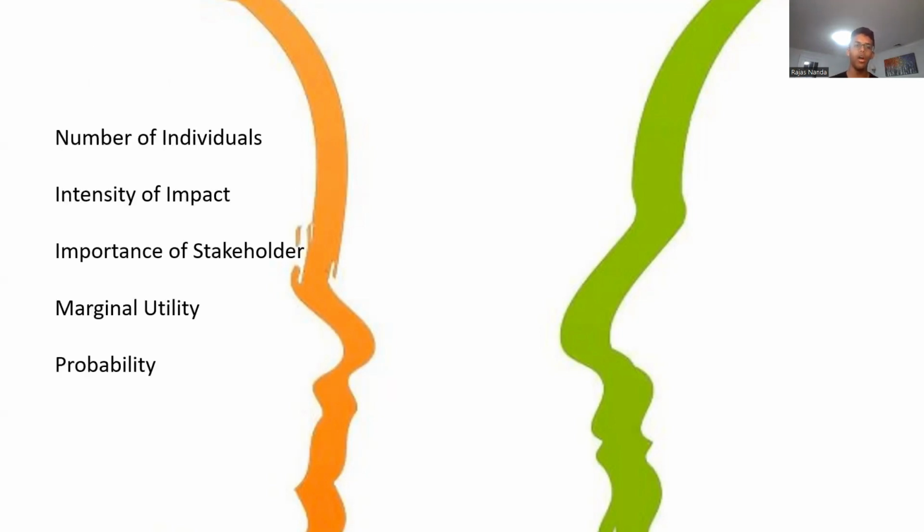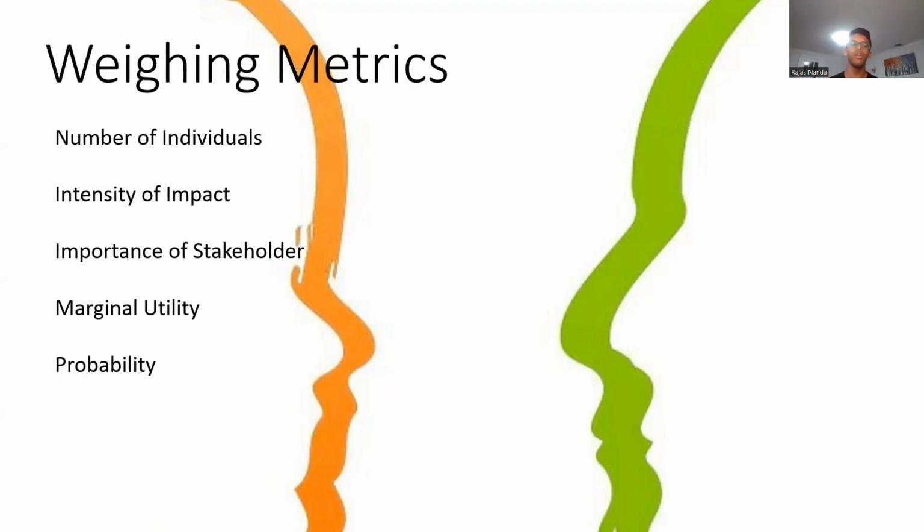And there are a few main ways to do this. These are what I'd like to call the weighing metrics, and this is not an exhaustive list. There are other ways and other metrics that you can use, but these are some of the main ones as to how to show that one argument is more important than another. Firstly, the number of individuals affected by an argument.